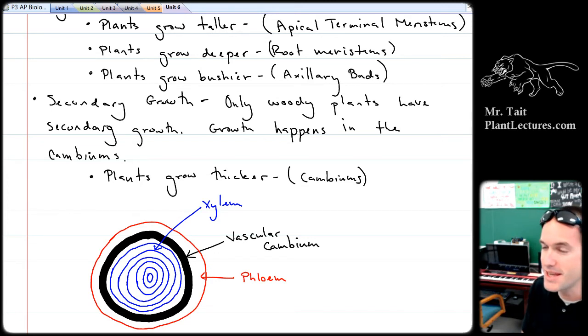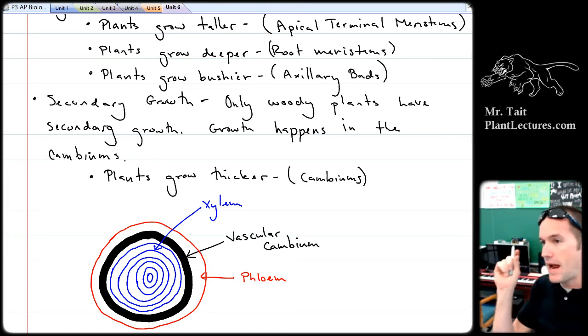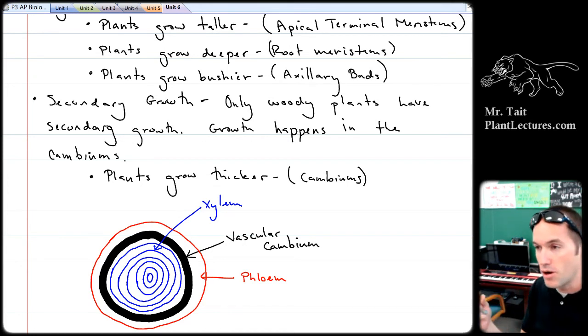Yeah, so what you'll see is you will see dark rings and light rings, right? And the dark rings represent slow growth that you would have in the wintertime, and the light rings represent fast growth that you would have in the summertime. So every 2 rings would represent 1 full year, meaning 1 slow season, 1 fast season.